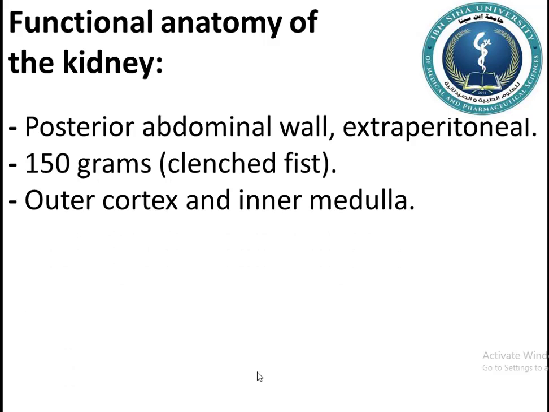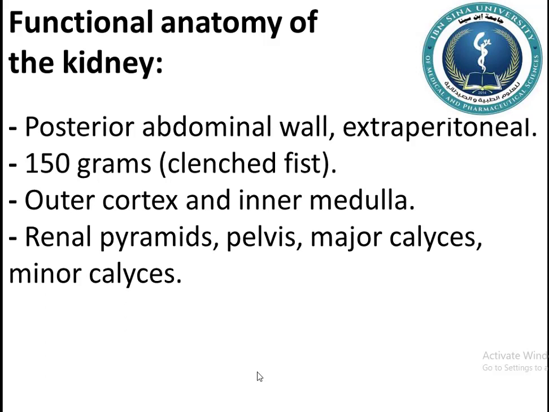Each kidney consisting of two parts. The outer part it is called cortex, and the inner part it is called medulla or renal pyramid. Other part of the kidney as we say, renal pyramid, pelvis, major calyces, minor calyces. All these parts we discuss in the video and sent to you to simplify the understanding of the anatomy.